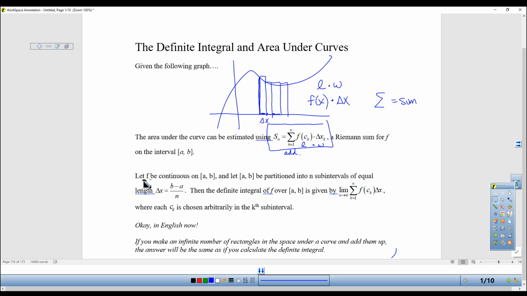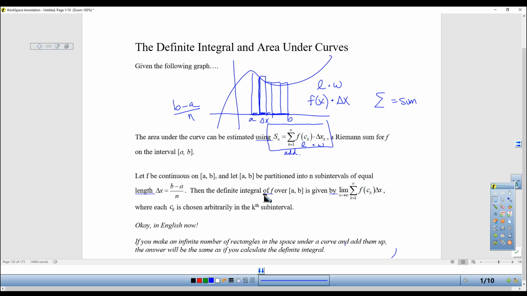I will read it out loud. Let f be continuous on a to b, and let AB be partitioned into n subintervals of equal length. So if you're going from A to B, that entire distance is B minus A, and then you're going to divide it up into some number of rectangles. So we'll call that n. That represents each little width. That's where this formula comes from. So delta x is B minus A over n.